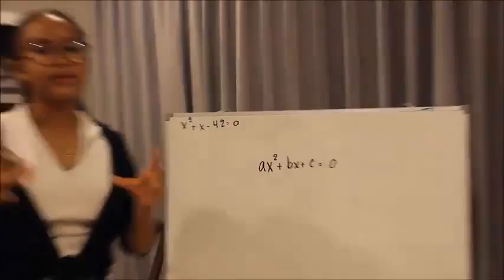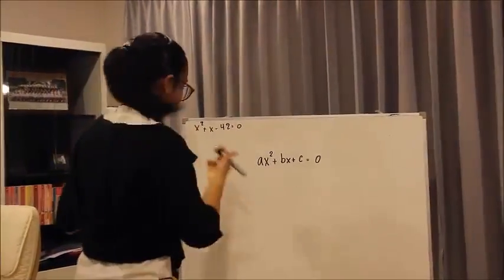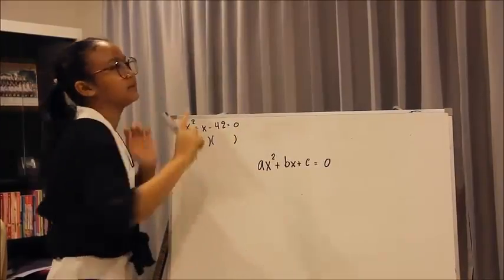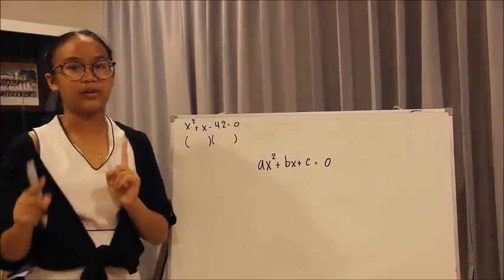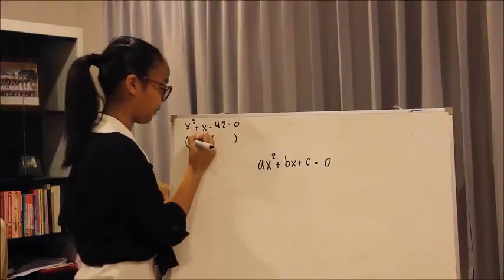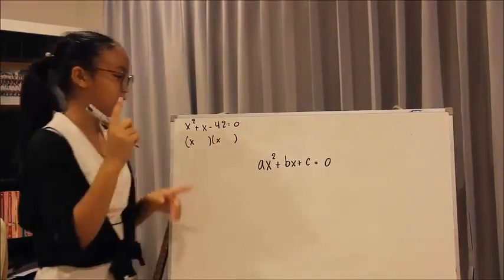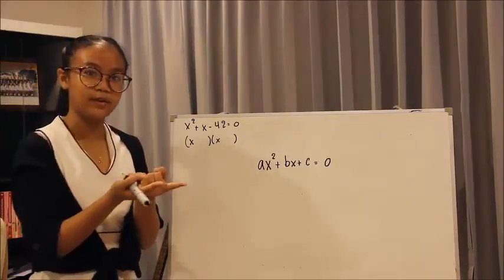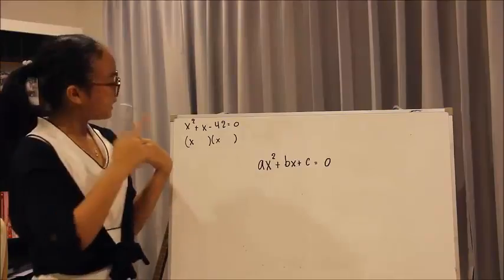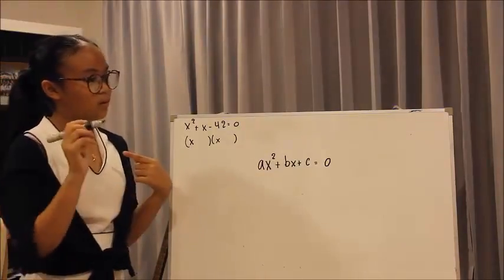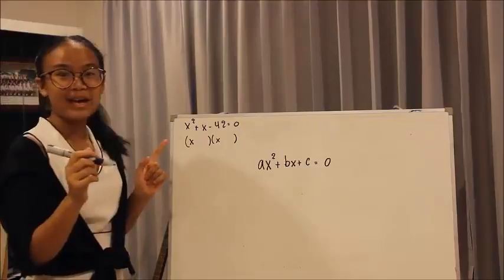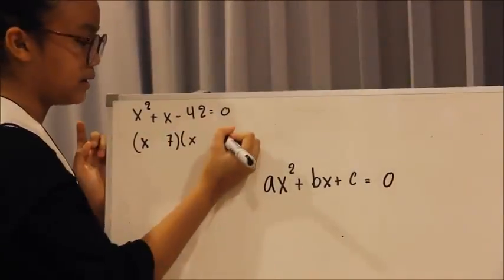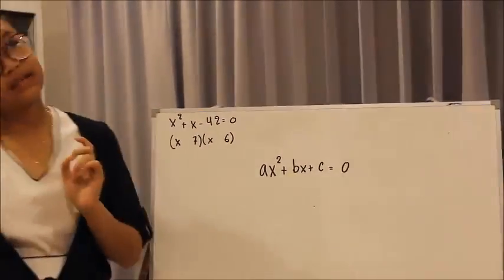For factorization, you better prepare 2 parentheses or quantities. The x's in the 2 things times each other are going to be x squared. And the 2 numbers times each other equal negative 42, and plus or subtract each other to get 1, because that is 1x. I already got that number: 7 and 6 make 42. 7 times 5 is 35, 7 times 6 is 42.